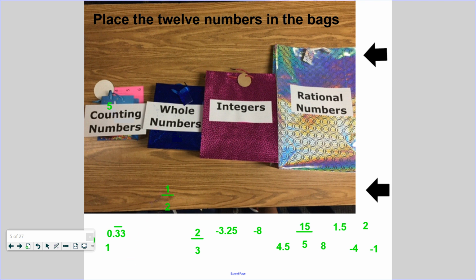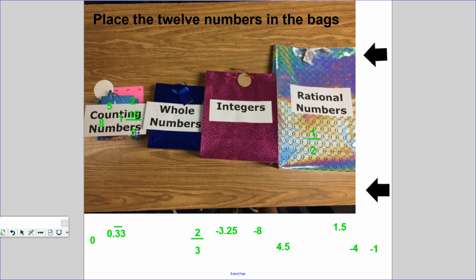The fraction 1/2. It's in fraction form. I can't count it with my finger, unless I cut off part of it. So I believe it is best represented as a rational number. The number 1, I can count it with my fingers. 8, I can count that with my fingers. 2, I can count that with my fingers. Let's look at this one. 15, this is improper. How many 5s go into 15? 3. 3 is a counting number, so it goes here. Some people will put it in rational number, but it could be a counting number.